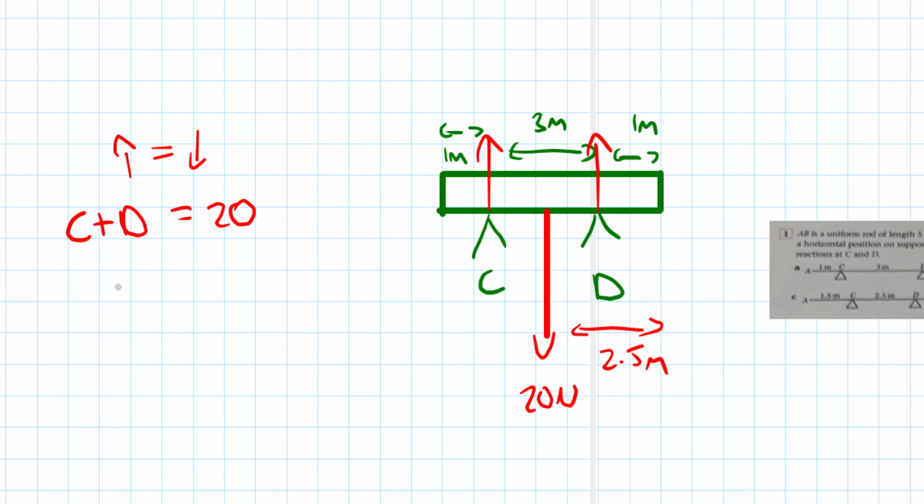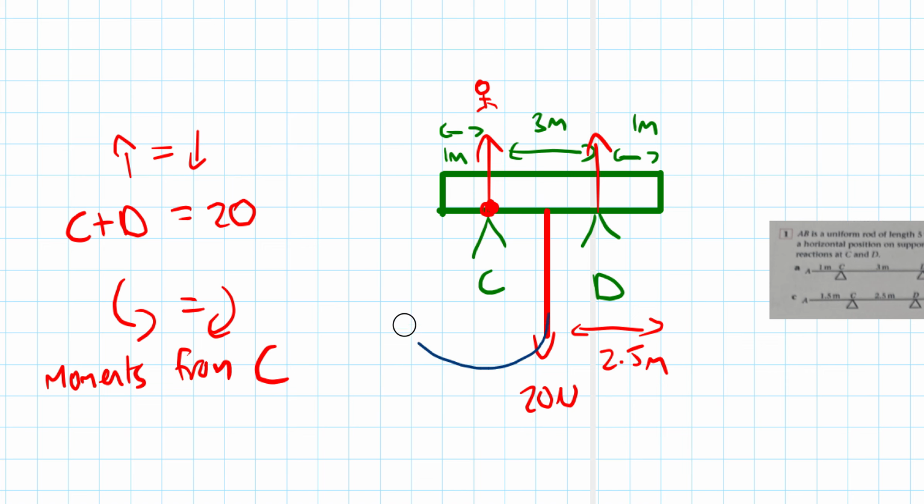Then the second one is the principle of moments, which is anti-clockwise equals clockwise. For this one, we need to pick a position for the moment. So here we're going to pick C. So we're going to take moments from C. When we take moments from C, you need to determine which way the forces acting on the beam are going. So the way that I think about it is imagine that you are standing on the beam and then thinking about how the forces go around you.